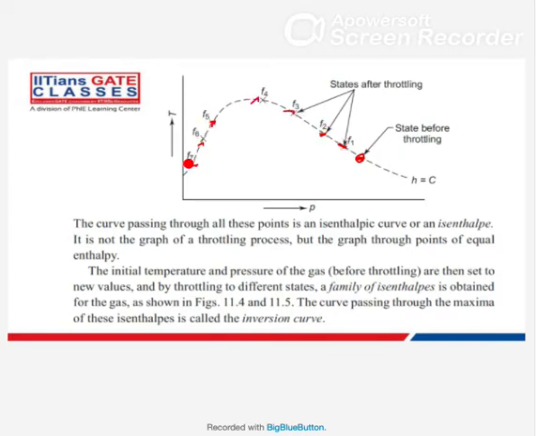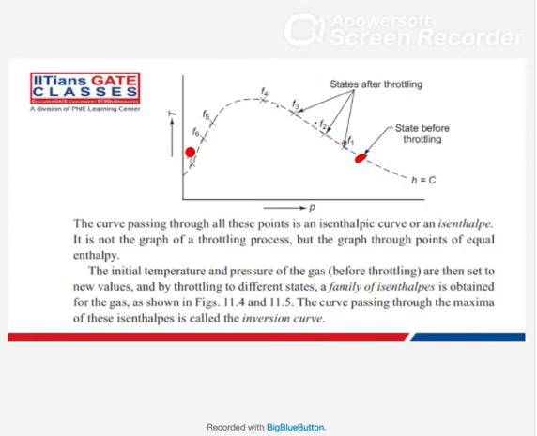You get different points, and this is what an isenthalpic line is. This is your isenthalpic curve. Now this curve is drawn for one inlet condition. This inlet condition is fixed, and we got different outputs.